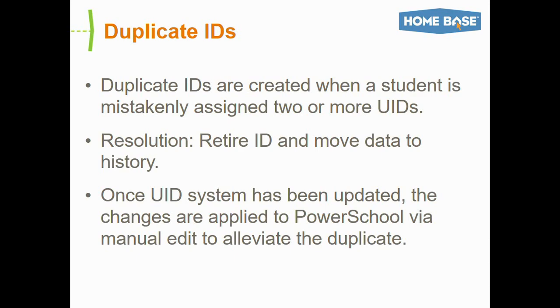As we've talked about, duplicate records are created when a student is mistakenly assigned two or more IDs in the system. Overall, the resolution for this is to ID the duplicate records, determine which record is correct, and then retire the other IDs. Once the UID system has been updated, the changes are applied to PowerSchool via a manual edit to alleviate the duplicate.